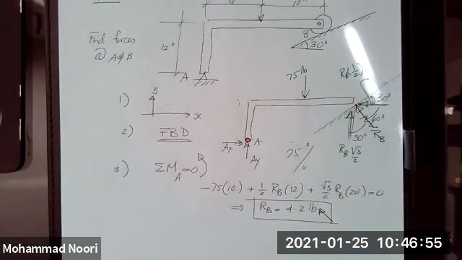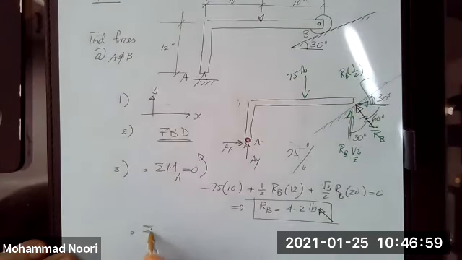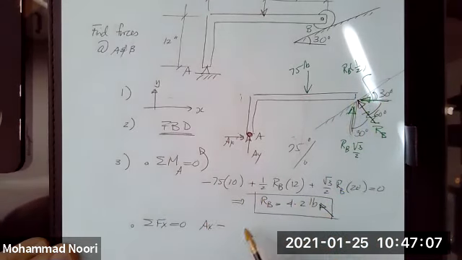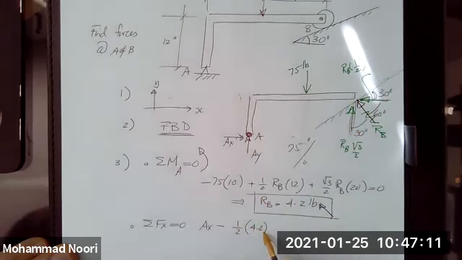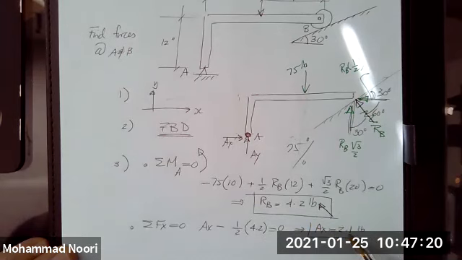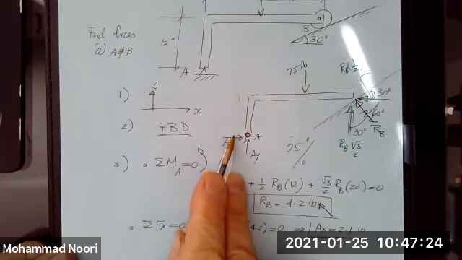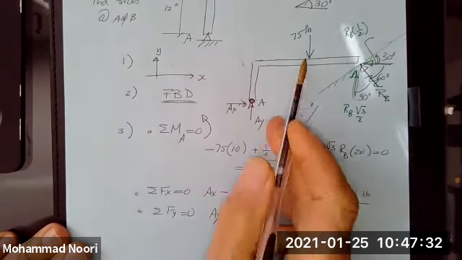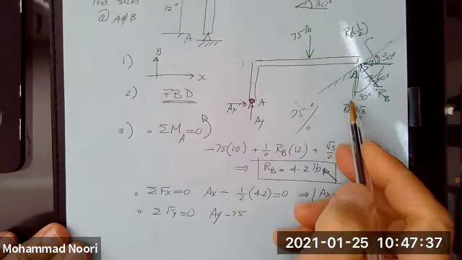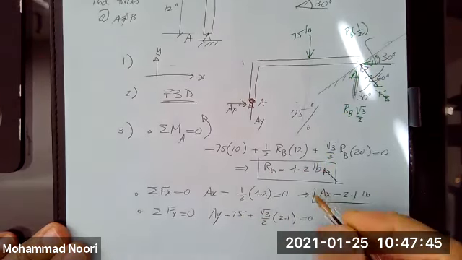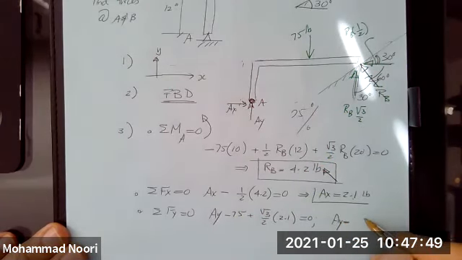Any questions? The rest is easy. Summation of forces along x equal to 0. You have AX minus 1/2 of RB, which is 4.2, and that's it. So that gives us AX of 2.1 pounds. It came out to be positive, which means the assumed direction is correct. Summation of forces along y is equal to 0. You have AY minus 75 pounds plus the square root of 3 over 2 times 2.1 equal to 0. That gives you AY, which comes out to be positive 71.4 pounds. Okay.